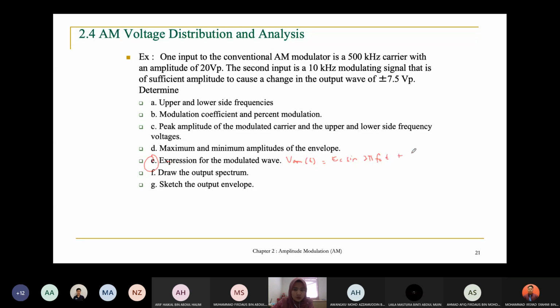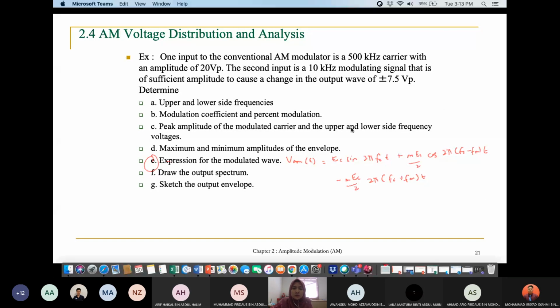And then we have the lower side frequency, so MEC over 2 cos 2 pi (FC minus FM) t. And then we have the upper side frequency, MEC over 2 cos 2 pi (FC plus FM) t. You cannot leave it like this. You must put in the values. All of these values have already been given in the question, and you already calculated them in questions A, B, C, D. Just put in the values.